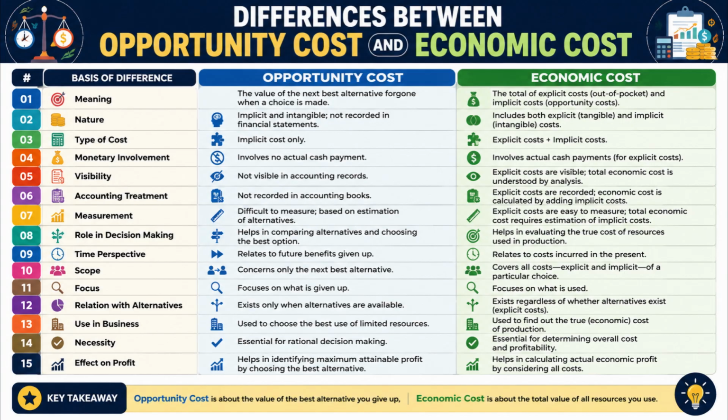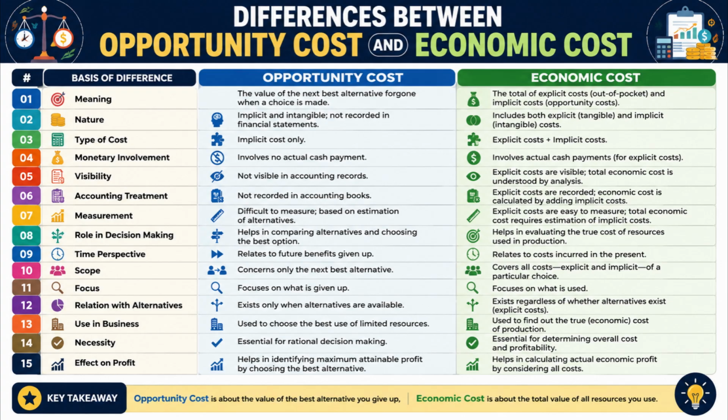estimated implicit costs. Number 6. Opportunity cost is generally not recorded in accounting books, whereas economic cost is calculated by combining recorded explicit costs with estimated implicit costs. Number 7. Opportunity cost is difficult to measure because it depends on estimating alternative benefits, whereas economic cost is easier to measure because many of its components are directly observable.